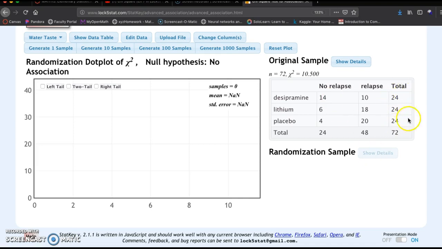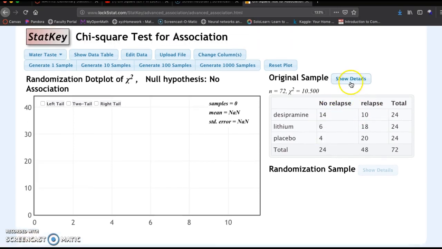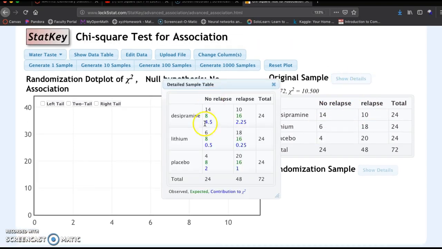So here we go, I've got those 72 subjects, did not relapse, and did relapse. If I click on show details, I want to double check those expected counts. 8 and 16, 8 and 16, 8 and 16, so those are all at least 8. And just to note, the desipramine seemed to be the most effective. There should have been 8 who did not relapse, but 14 did. That big difference leads to this chi-square contribution of 4.5.